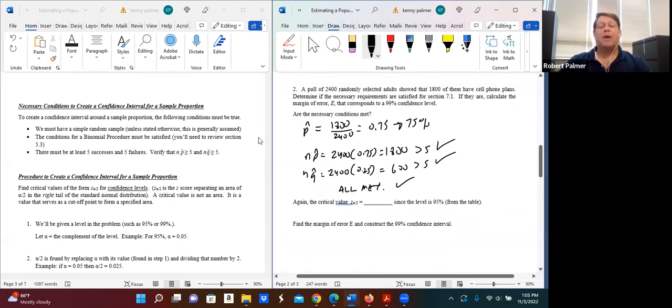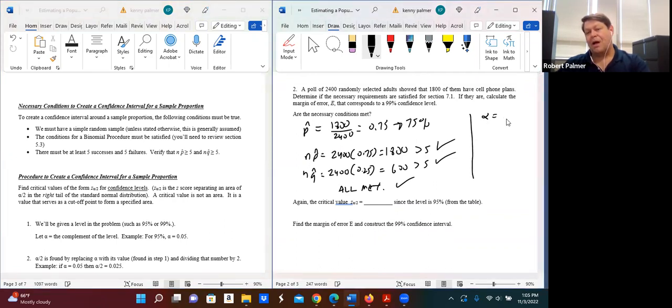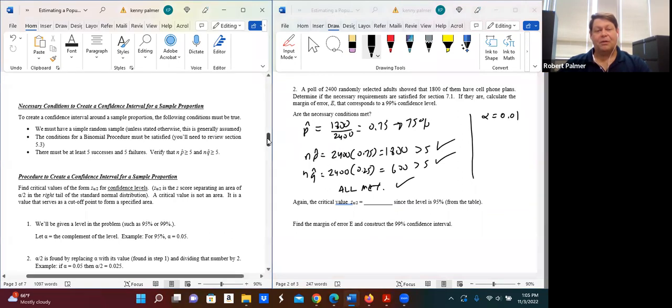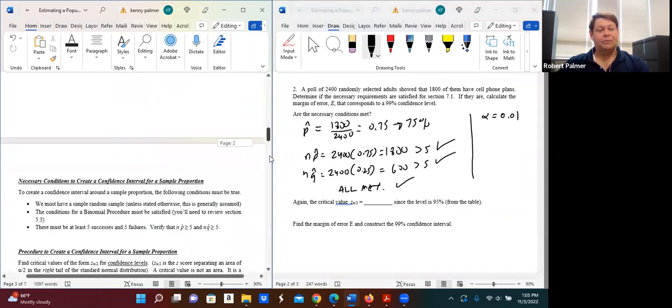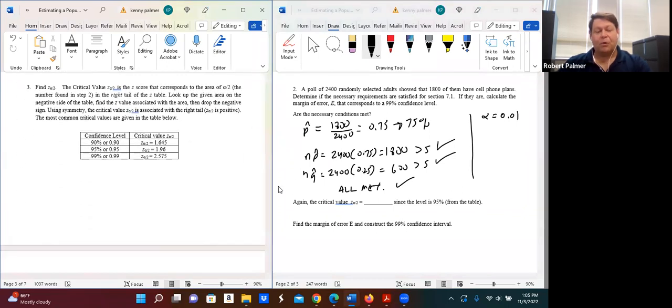Now, critical value. Let's go back and take a look. This time our alpha is 0.01, for a 99% confidence level. Go back and take a look at our table. Our critical value, z of alpha over 2 for 99%, is 2.575. Sorry, I changed this to be 99%, I realized I hadn't changed that.